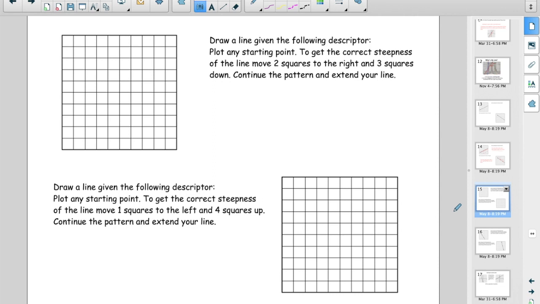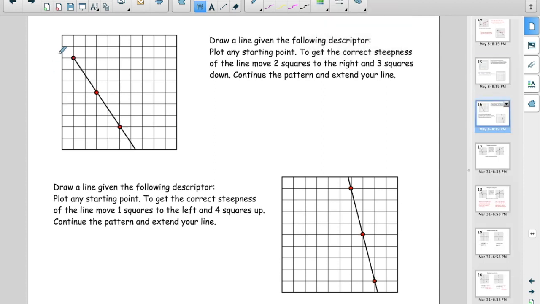All right, so now I am giving you the following description, and then you're going to try to draw the line. So plot any starting point you want, and to get the correct steepness, I would like you to move 2 squares to the right and 3 squares down. Continue that pattern until you can no longer plot any more lattice points, and then draw your line. On this particular one down here, I'd like you to pick any starting point you want. To get the correct steepness, move 1 square to the left and then 4 up, and continue that pattern and extend your line fully across the grid. And once again, it's a time to ponder, pause.